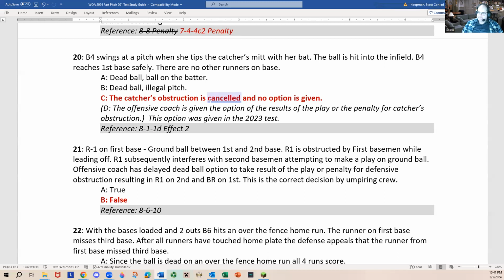I've got a nothing. In the last test, in the 2023 test, there was a fourth answer option that was given. There wasn't on this test, at least on the study guide, but I don't know if that's a typo or if they really did take off this fourth option. But I want to make sure you knew that it was there in case that was a misprint of the study guide. But the correct answer is C, the catcher obstruction is canceled and no option is given. I think.